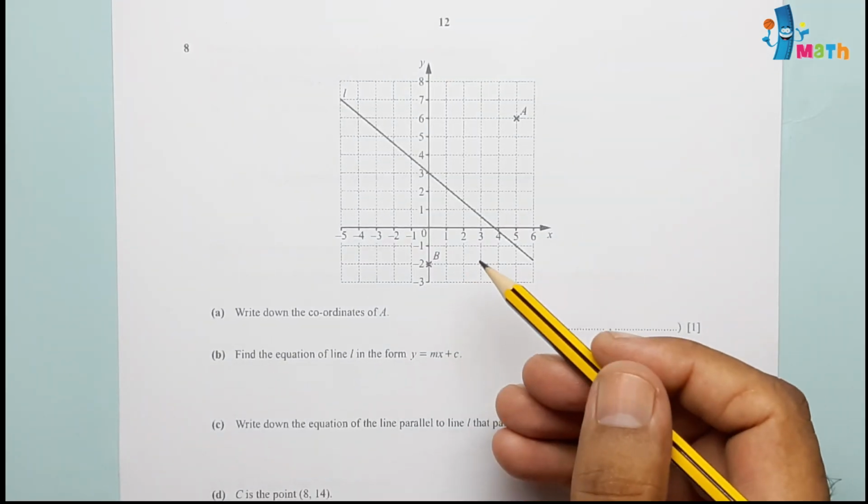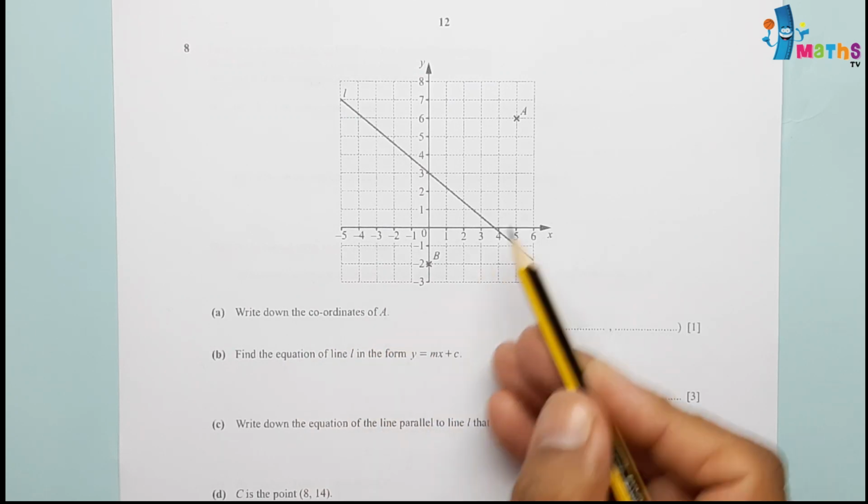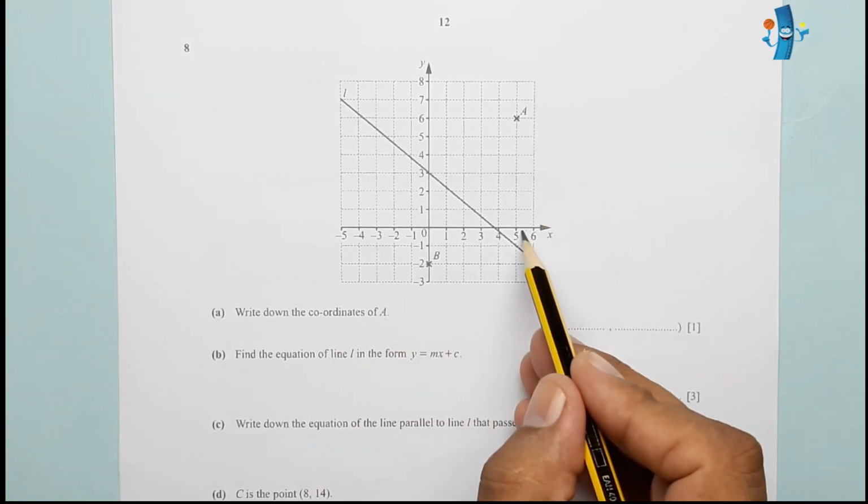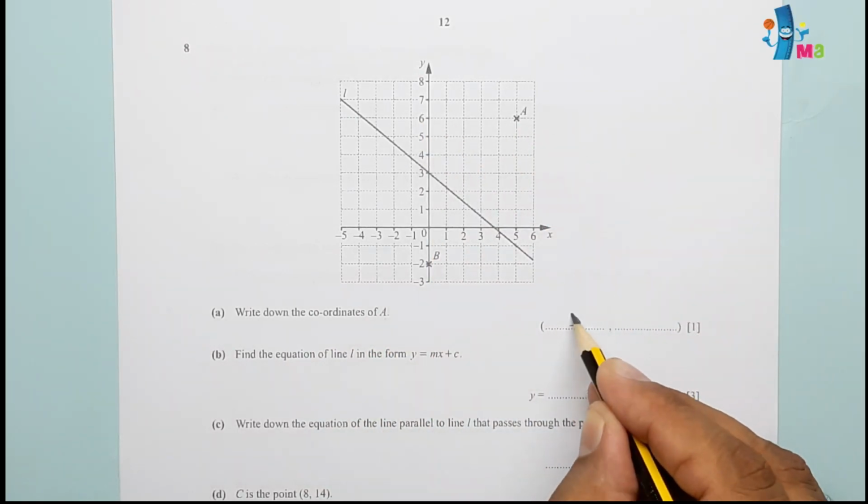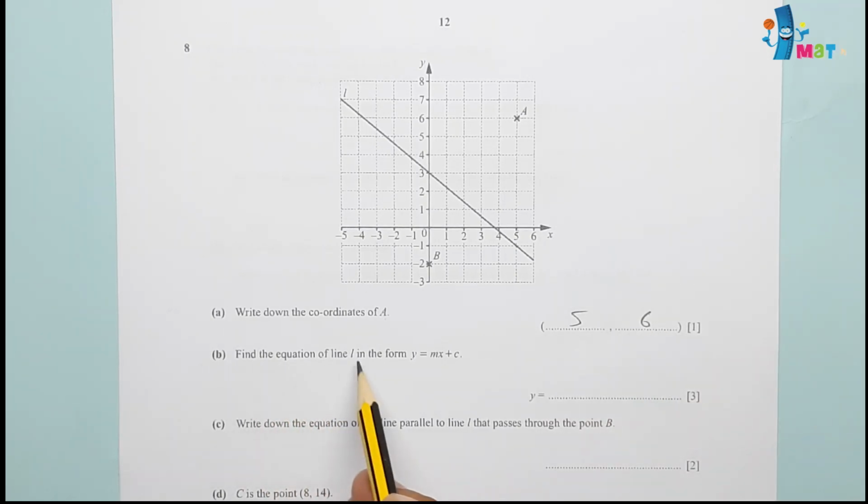Question number 8. Write down the coordinates of A. This is the point A. So x value is 5, y value is 6. So 5 and 6. Find the equation of the line L in the form of y is equal to mx plus c.